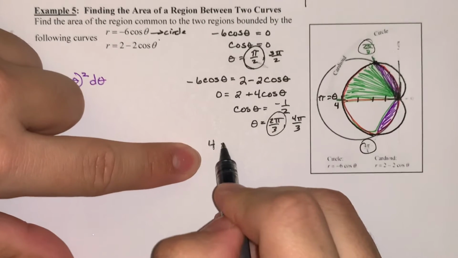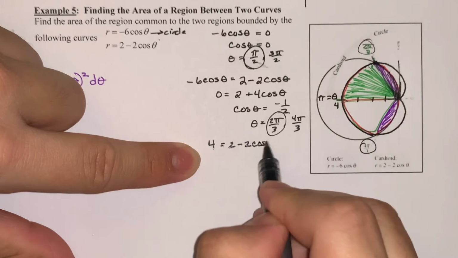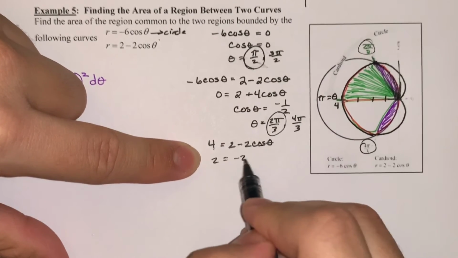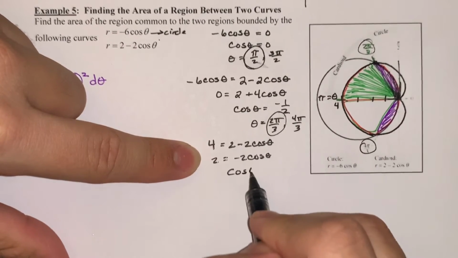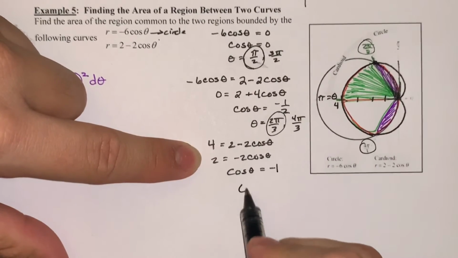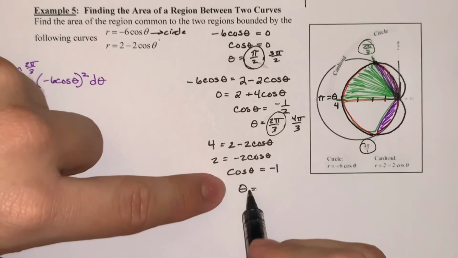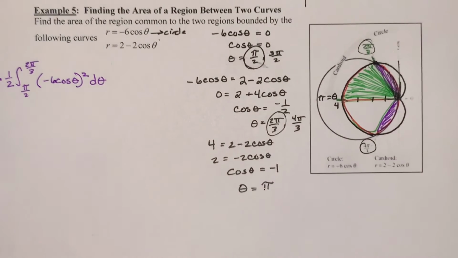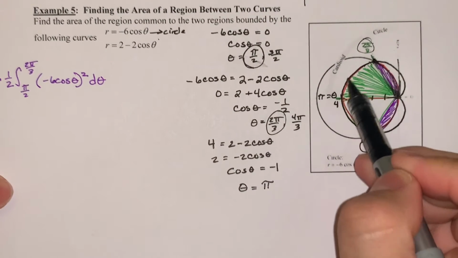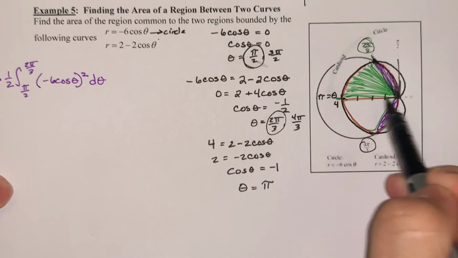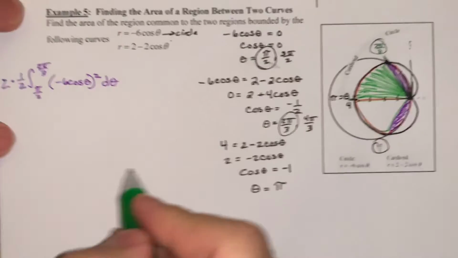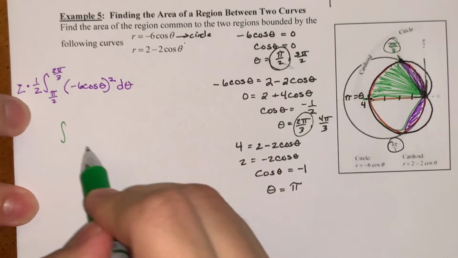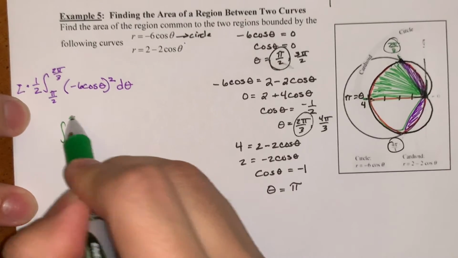So we can do 4 is equal to 2 minus 2 cosine of theta. I'll subtract 2, and that'll be 2 equals -2 cosine of theta. So then cosine of theta is going to equal -1, and guess what angle, if you plugged it into the cosine, will give you -1? It would be pi. So there you go. So from 2 pi over 3 all the way until pi, that gives you the area of this green region. So I'm going to use green to represent that integral. It's going to be from 2 pi over 3 all the way up until pi.